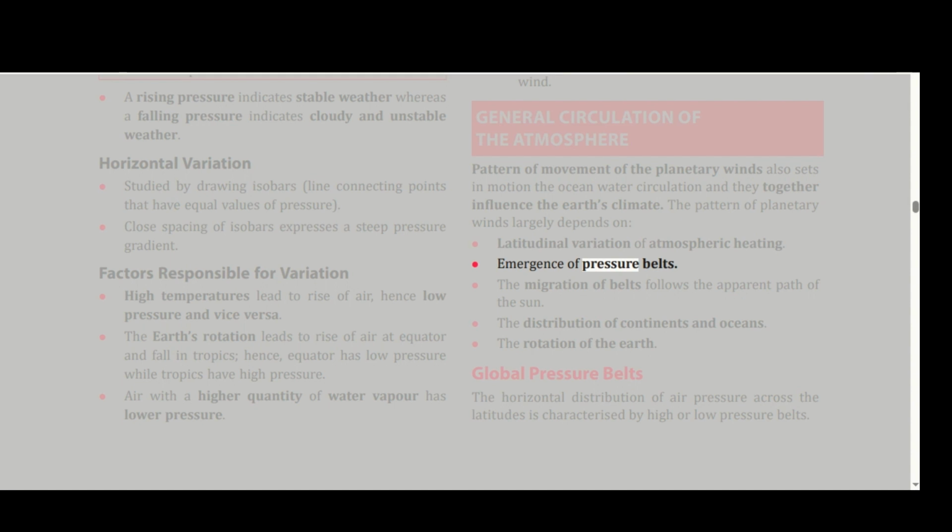Emergence of pressure belts. The migration of belts follows the apparent path of the sun. The distribution of continents and oceans. The rotation of the Earth. Global pressure belts. The horizontal distribution of air pressure across the latitudes is characterized by high or low pressure belts.